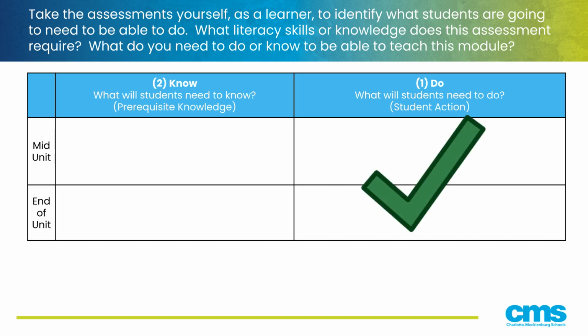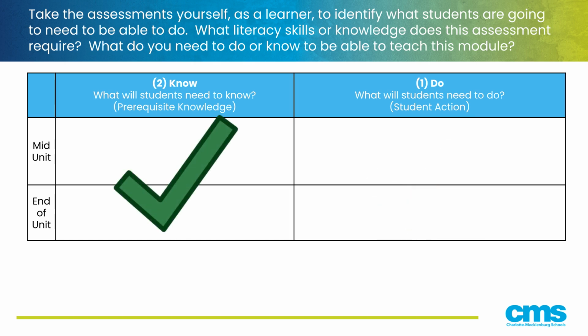Now that you have the do column complete, pause the video again and jot down what students will need to know to achieve this level of action in the know column for the mid and end of unit assessments. Pause the video until you are ready to continue. This generally takes about 15 to 20 minutes.